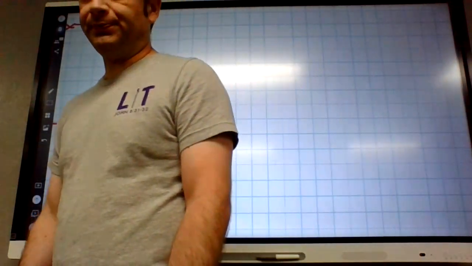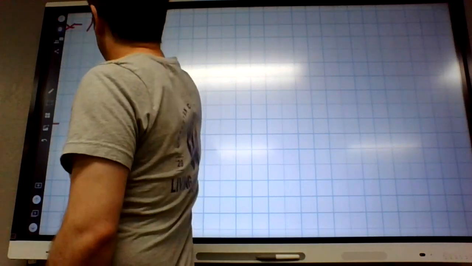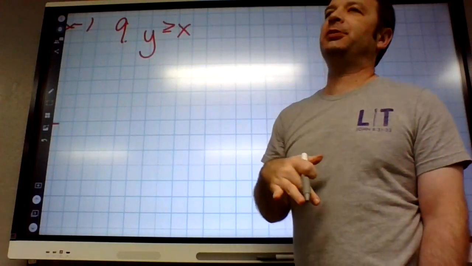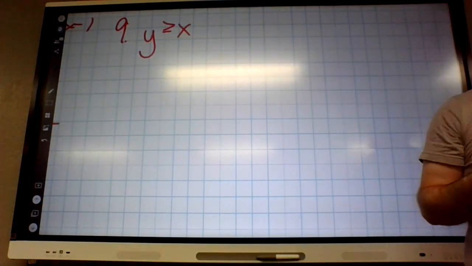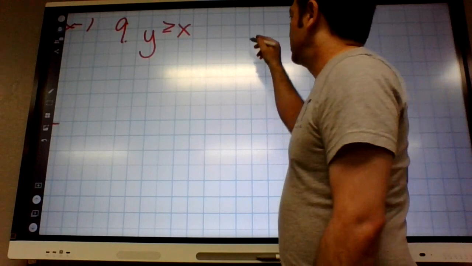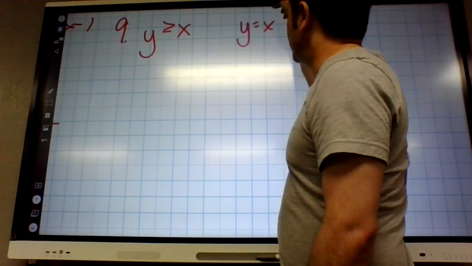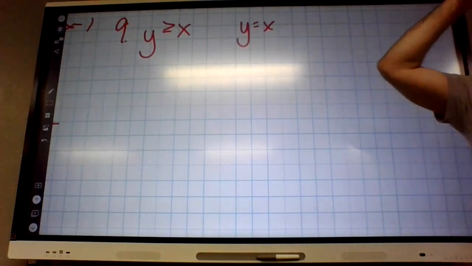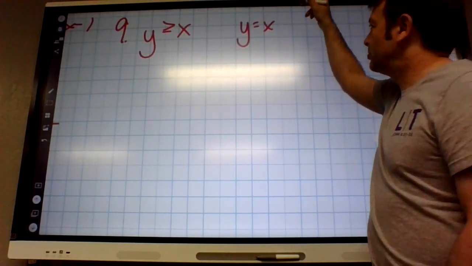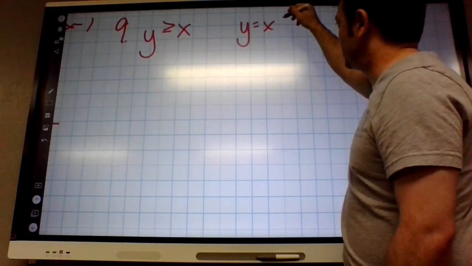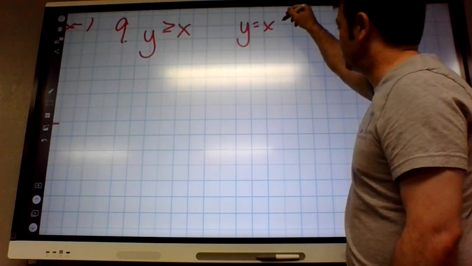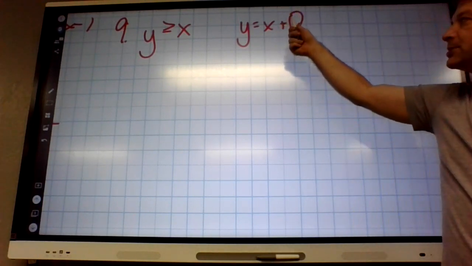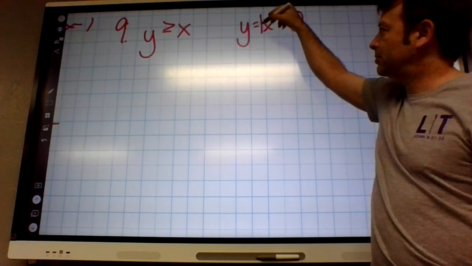Dude, incorrect. Okay, number 9, we're graphing y is greater than or equal to x. I'm not gonna plug a bunch of x's in. We're just gonna use, what does y equals x look like? It's like a line, right? It's a linear equation. So, what is the slope? What's the y-intercept gonna be? There's nothing out here, so it's 0. What's the slope gonna be? 1, or 1 over 1.